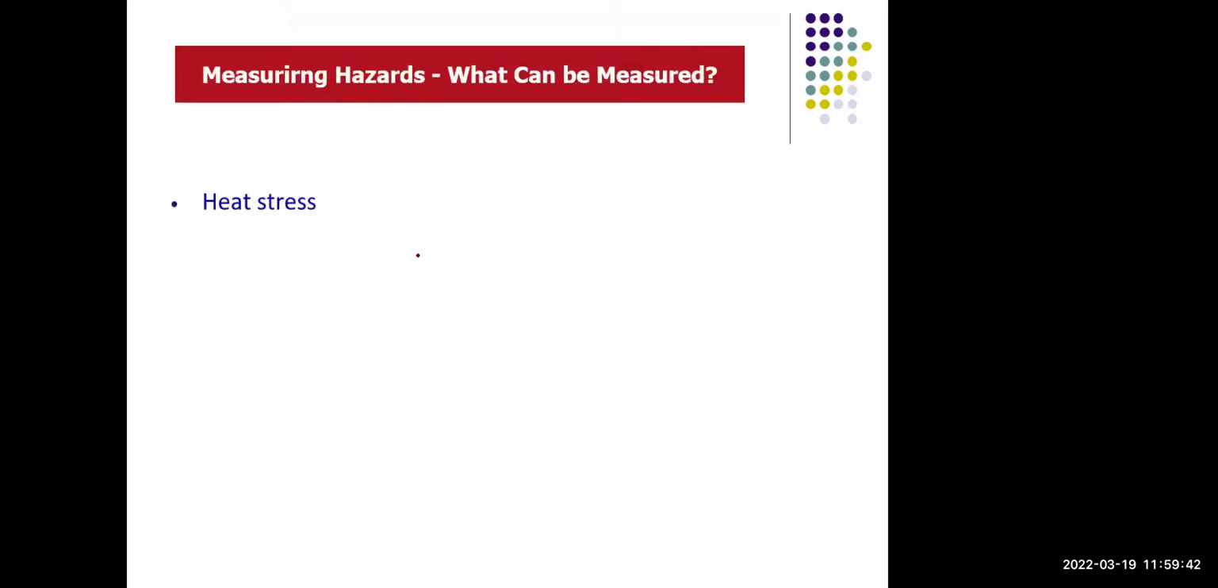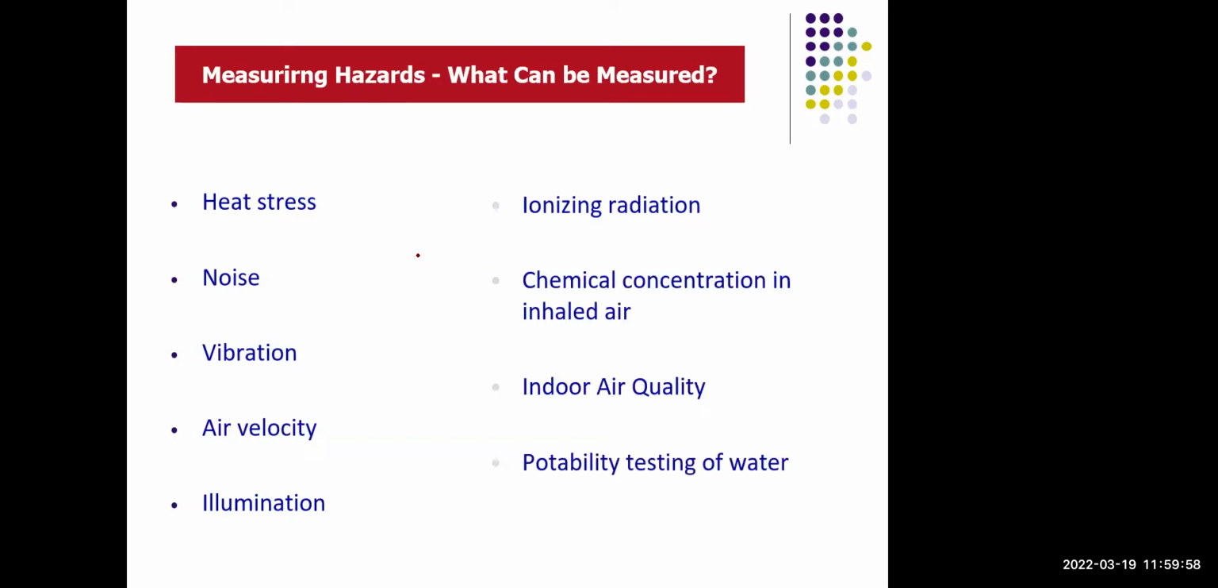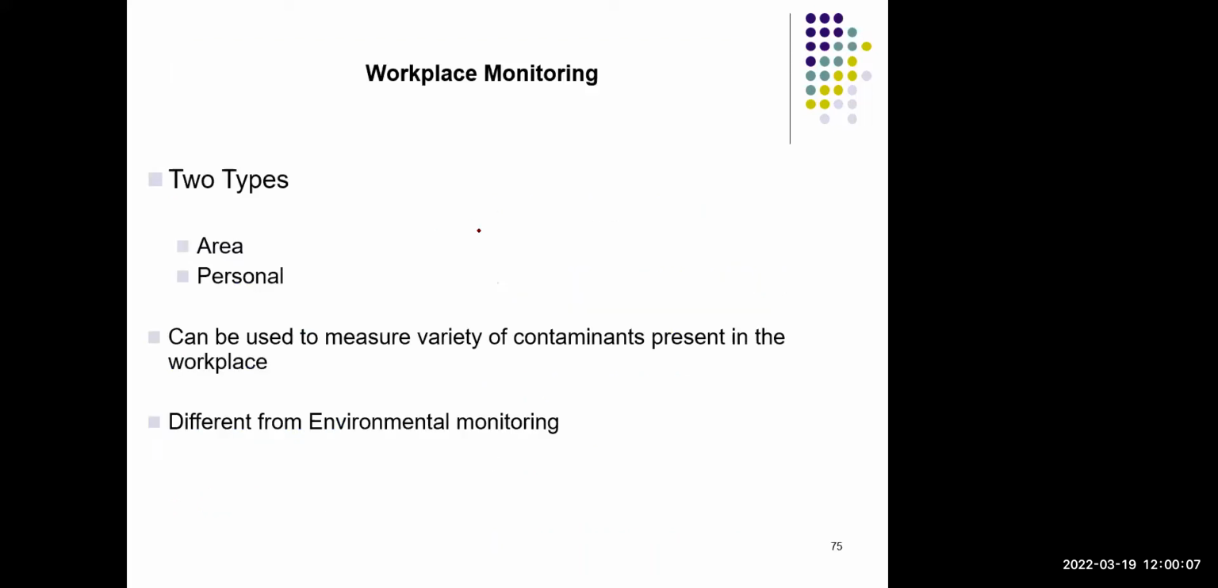Now, measuring the hazards. What can be measured? There are many things, but I'm just citing very few common ones: heat stress, noise, vibration, air velocity, illumination, ionizing radiation, chemical concentration in air, indoor air quality, potability testing of water, and use of ergonomic tools. So many parameters can be measured. So workplace monitoring is a very important tool.